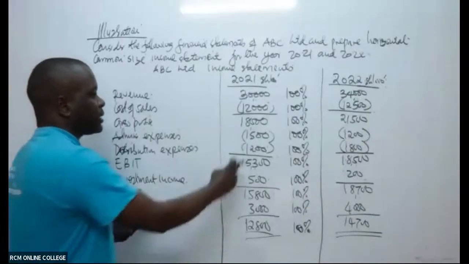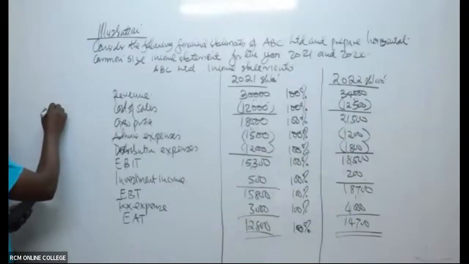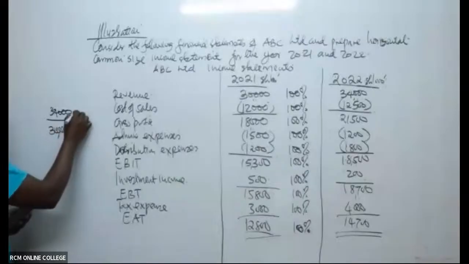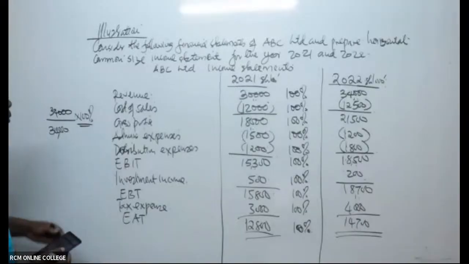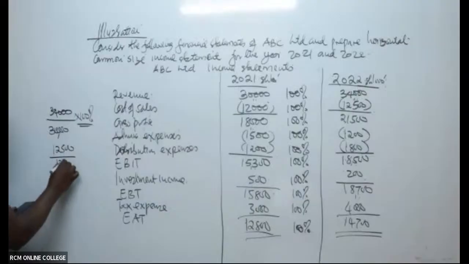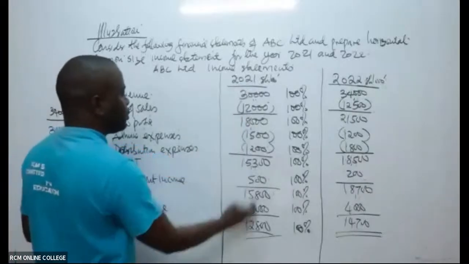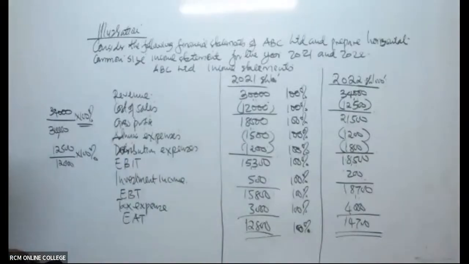So you can use this one as the base. What you mean by this, if you're using that one as the base, you take 34,000 over 30,000 multiplied by 100%. For the other one you take 12,500 over 12,000 multiplied by 100%. You just do the same. Then you see whether there was any improvement in performance or a decline if you compare the two years.